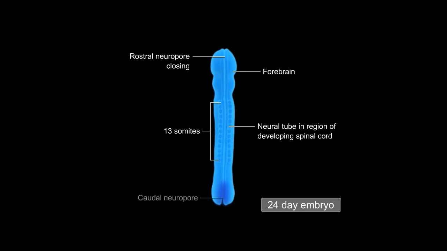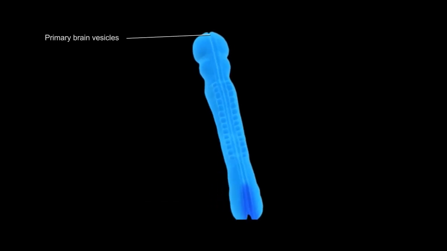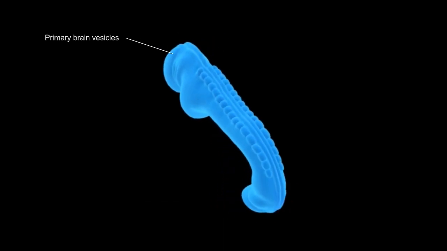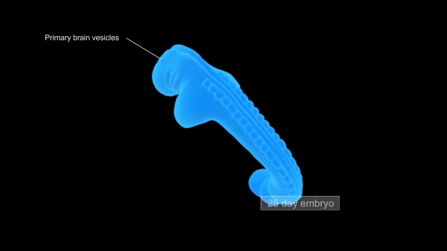The caudal neuropore closes by day 27. The cranial end of the neural tube gives rise to the 3 primary brain vesicles: the prosencephalon or forebrain, mesencephalon or midbrain, and the rhombencephalon or hindbrain.